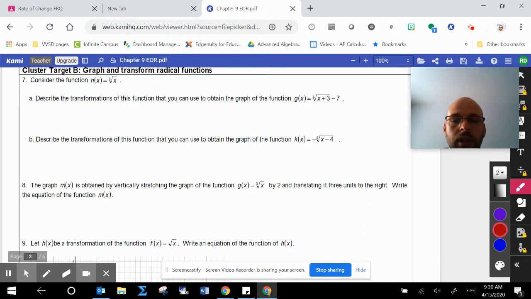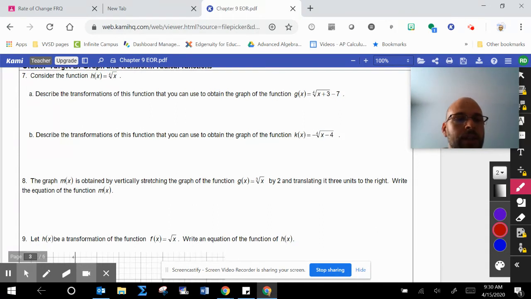Okay, so if you take a look at number 7, it says, consider the function h of x equals the fourth root of x, right? So that's the original, that's the parent fourth root function, if you will. So it says, describe the transformation of this function that you can use to obtain the graph of the function g of x equals the fourth root of x plus 3 minus 7. So ultimately, what are the transformations that I have inside of g of x, right?